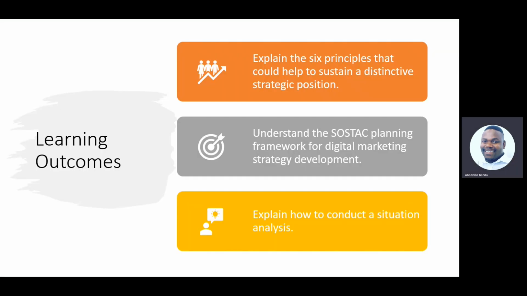So the lesson outcome for this session is that at the end of this lesson, you should be able to explain the 6 principles that could help to sustain a distinctive strategic position. So I'm going to introduce you to the concept of SOSTAC.